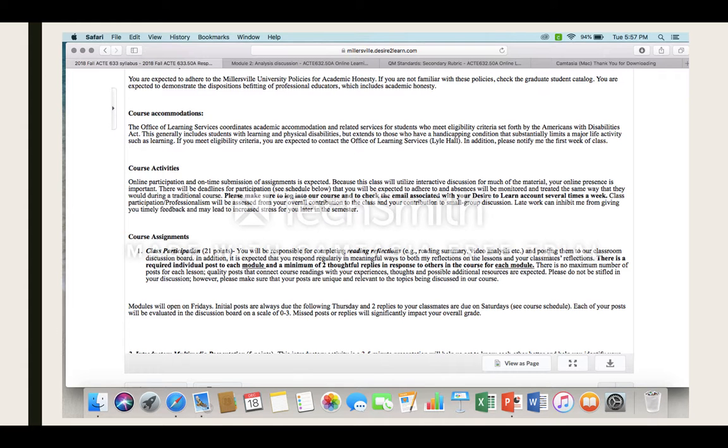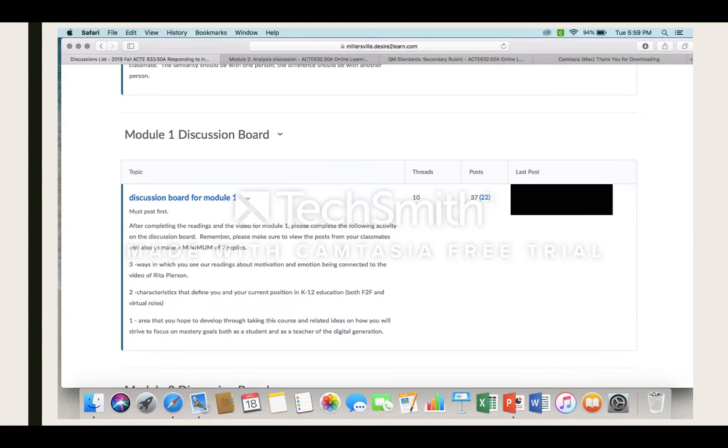So here it talks about the course activities and then the discussion boards. It says that you have to make sure you have 2 thoughtful replies and responses. So that's how we discussed and collaborated with our peers, through the discussion board postings. So if I keep going here, again, here's the discussion boards that we use for the modules.